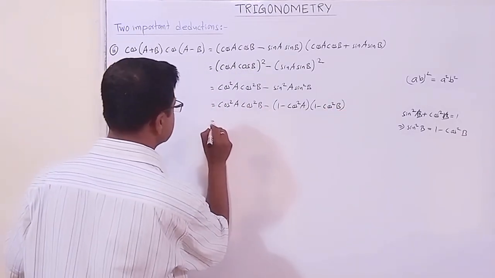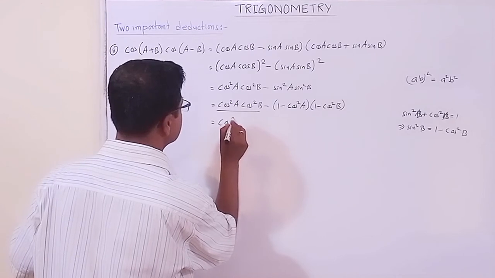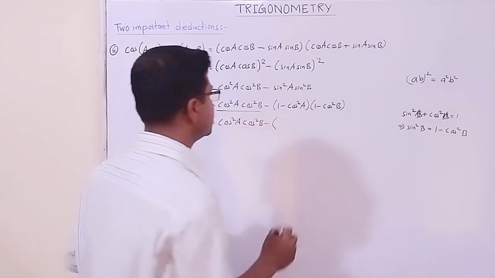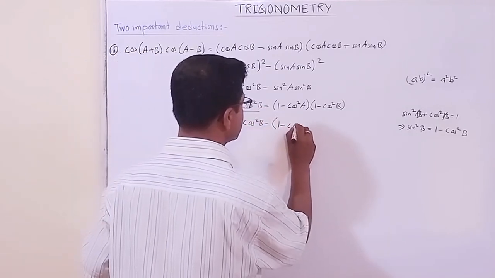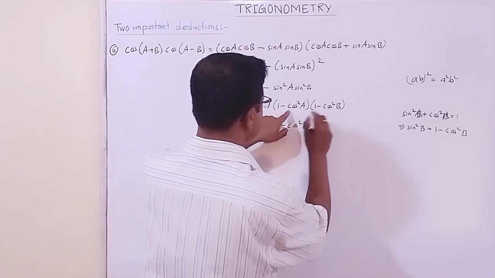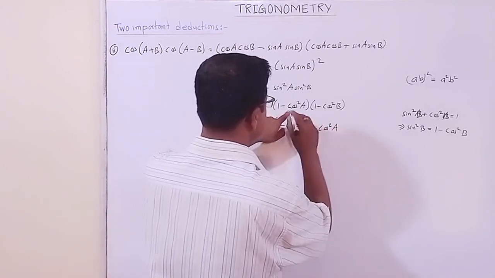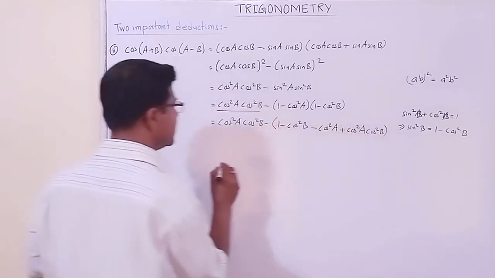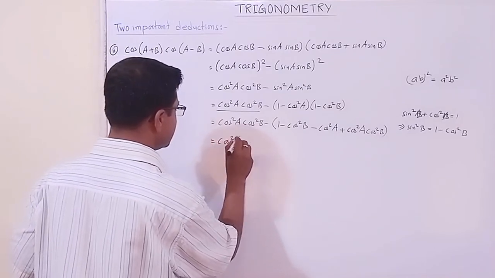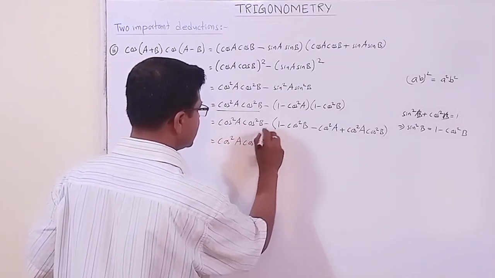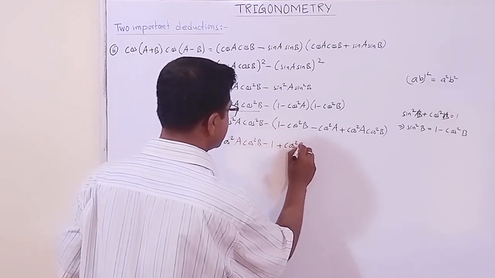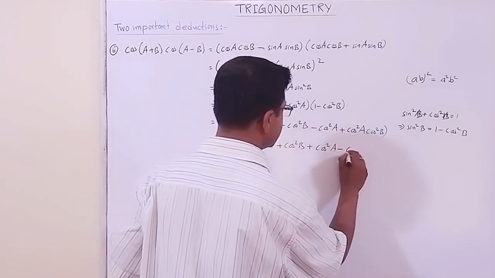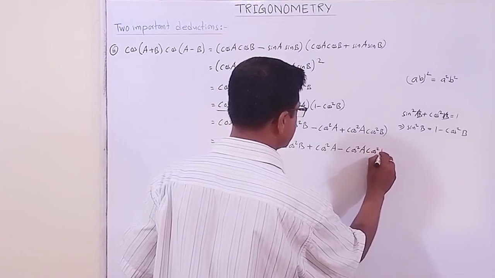Let us multiply here. Same thing we'll write, cos square a cos square b minus, we'll take the help of bracket because there is a minus sign, 1 into 1 minus cos square b minus cos square a into 1, cos square a, minus plus cos square a cos square b. Okay, let us remove the bracket. Minus 1 plus cos square b plus cos square a minus cos square a cos square b.